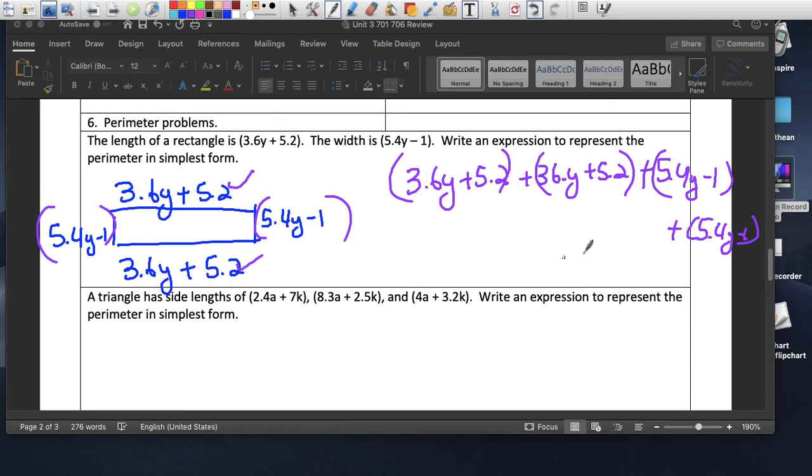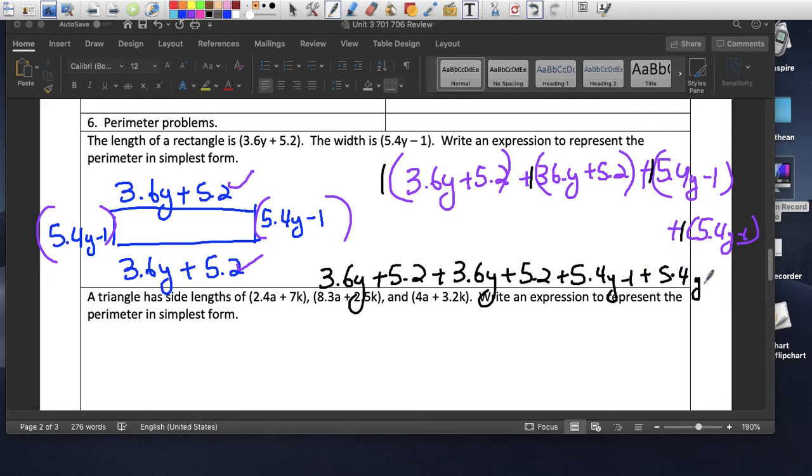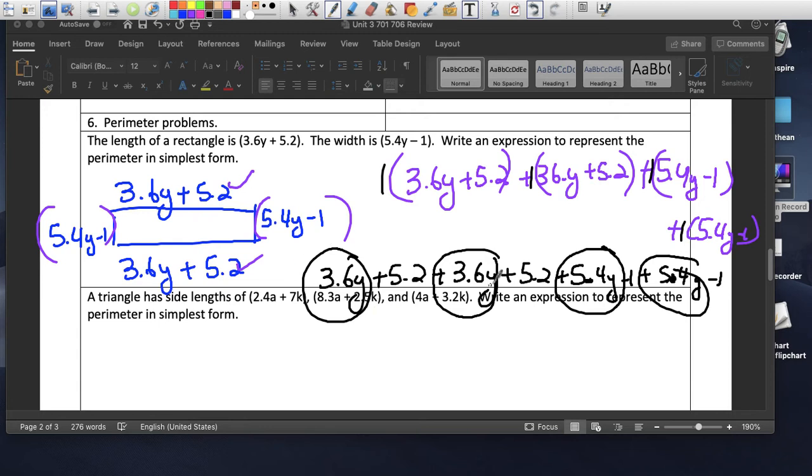I'm really doing this the long way, but I need to show you that now we have to remove the parentheses, everybody, because the number outside is always a positive 1. It comes out exactly the same. So plus 5.4y minus 1. All right, so I'm going to circle this 5.4y, and then plus 5.4y. So we need to add all those. So 3.6 plus 3.6 plus 5.4 plus 5.4, it's going to be 18y.